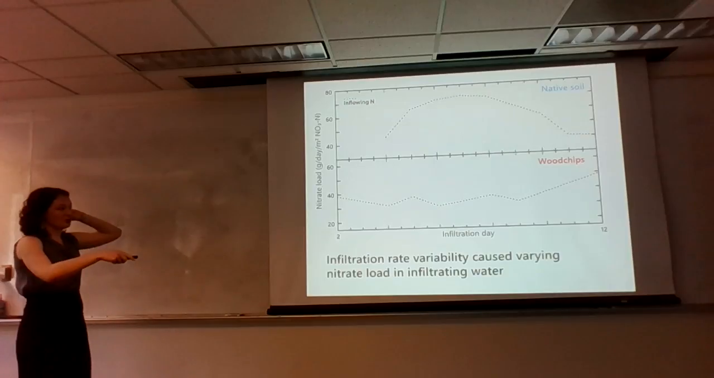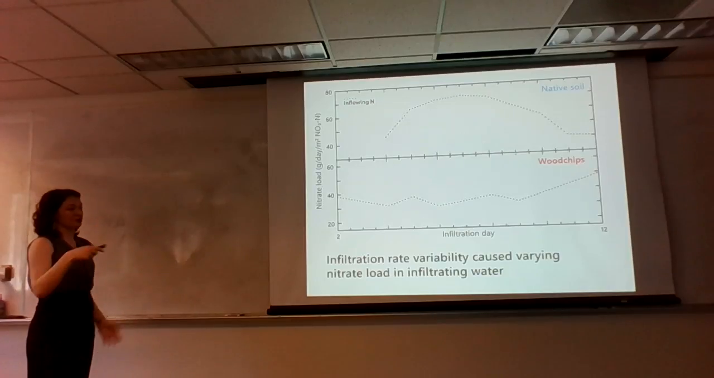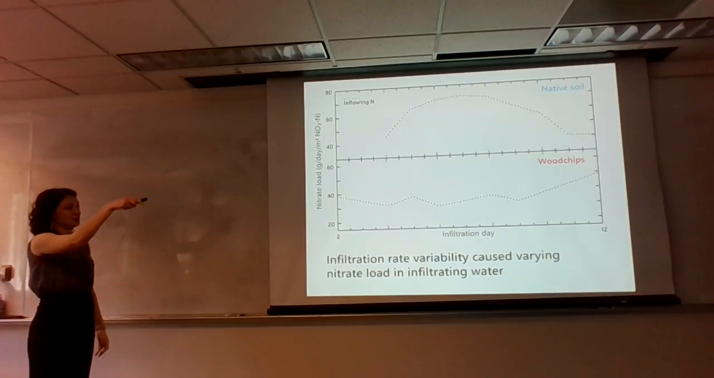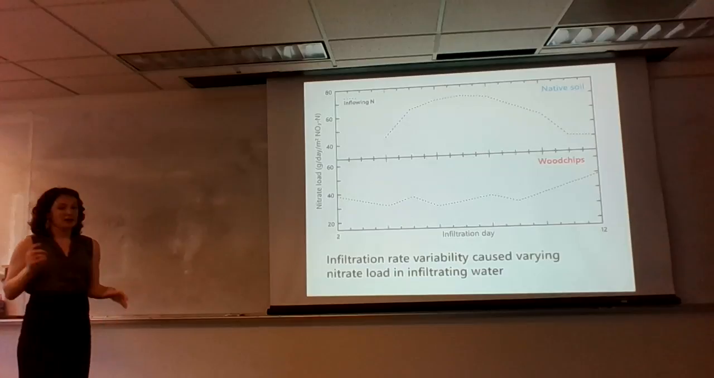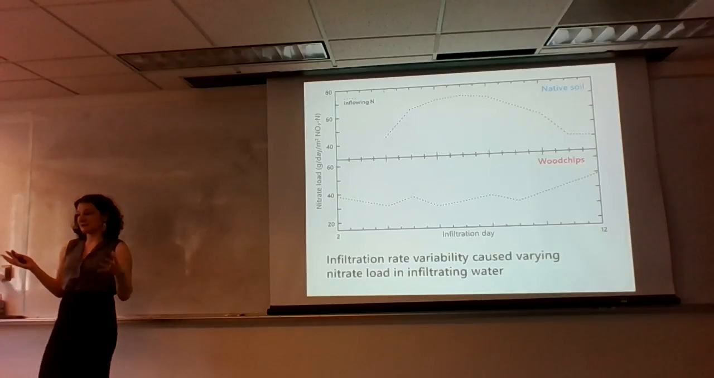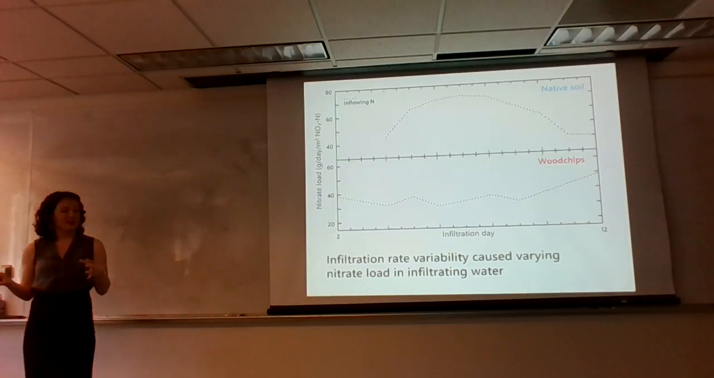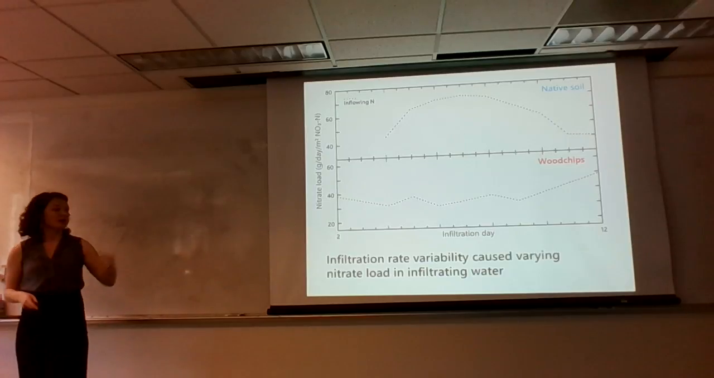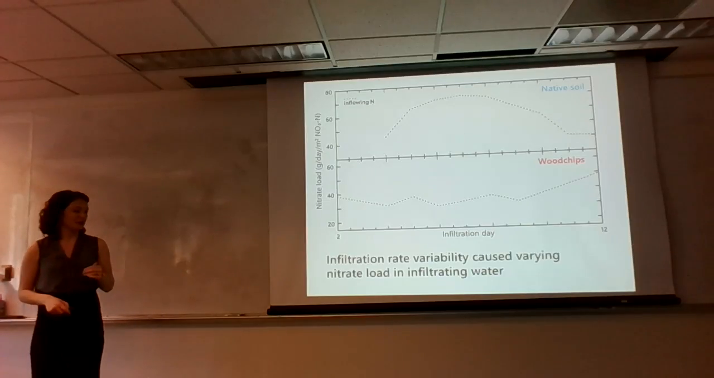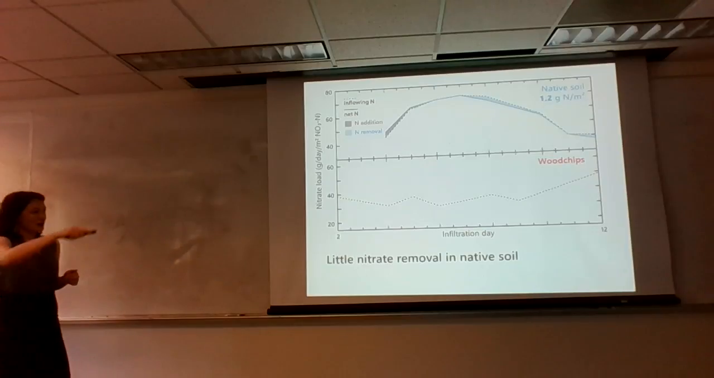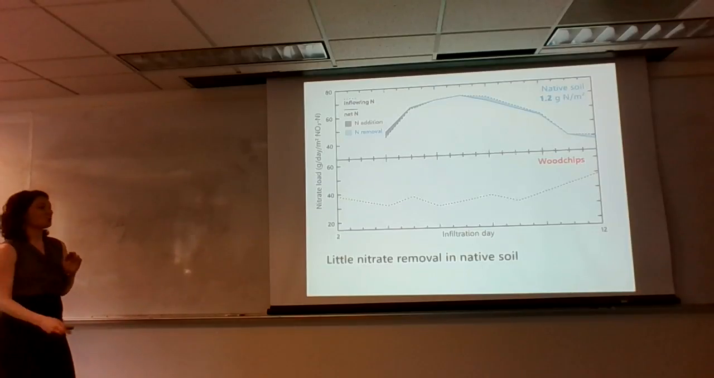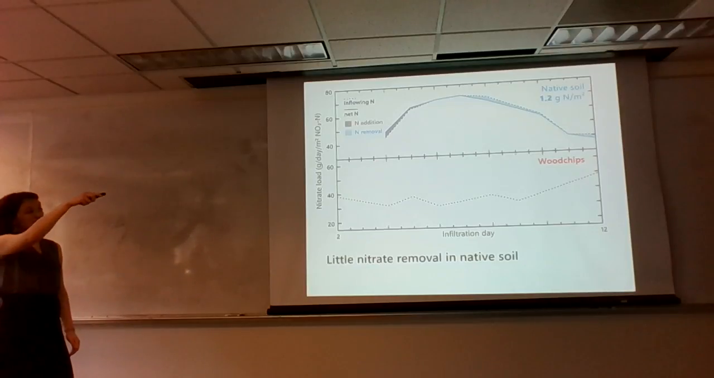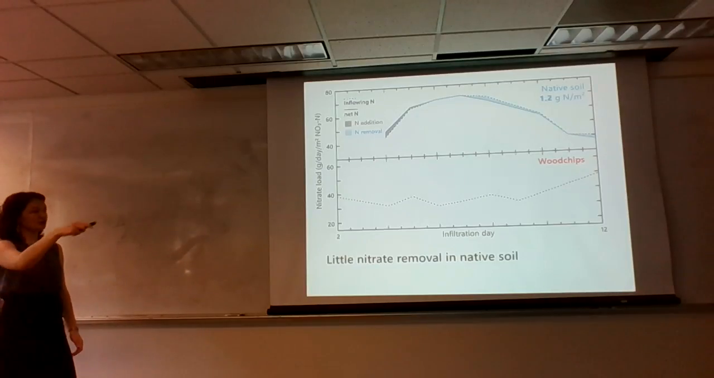So these figures are showing the nitrate load over time for inflowing water. Again, our native soil on top and wood chips below. The concentration of nitrate in the inflowing water was relatively constant, but the infiltration rates varied over time, and that meant the nitrate load also varied over time. Now, the solid blue line represents the nitrate load in that deepest sample, and I've highlighted the difference between them in gray to represent addition and light blue to represent removal.